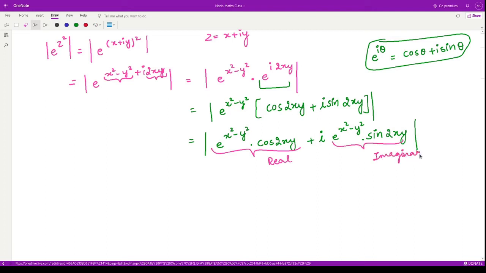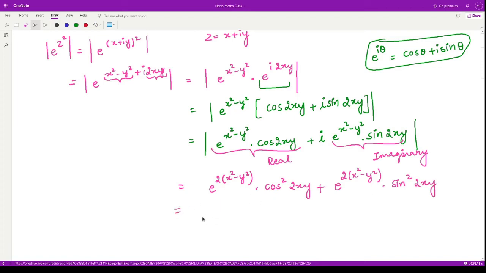So in order to take the modulus, we need to square the real part. That would be e raised to power 2 times (x square minus y square), and the square of the cos term, so cos square 2xy, plus we need to take the square of the imaginary term. It would again be e to the power 2 times (x square minus y square), and then the square of the sine term, sine square 2xy. So this is the modulus.